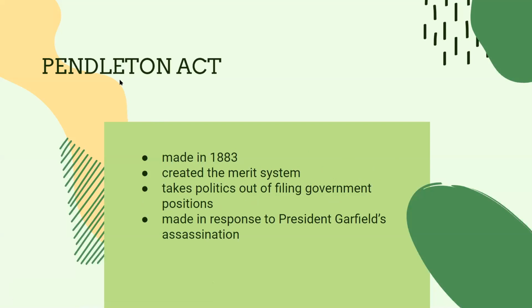Now we have the Pendleton Act, which was made in 1883. It created the merit system. So the merit system is basically when people are hired based on their skill instead of being elected or anything. And it takes politics out of filling government positions. So instead of being Democrat and Republican and being elected, they are hired based on how much skill they have in that field. And it was made in response to President Garfield's assassination.